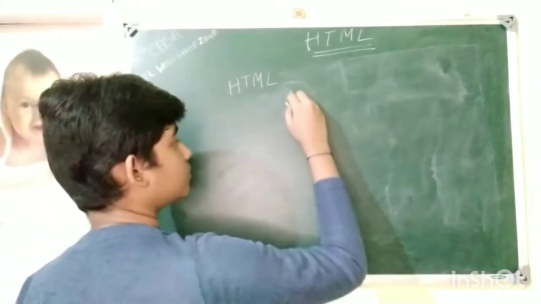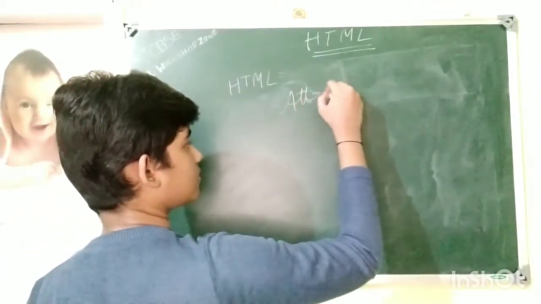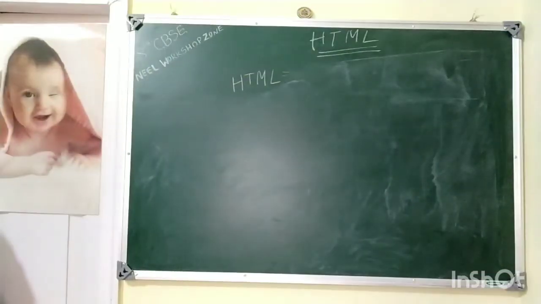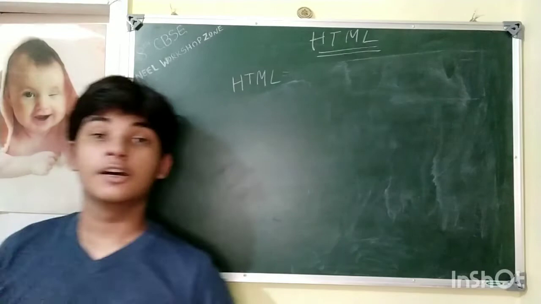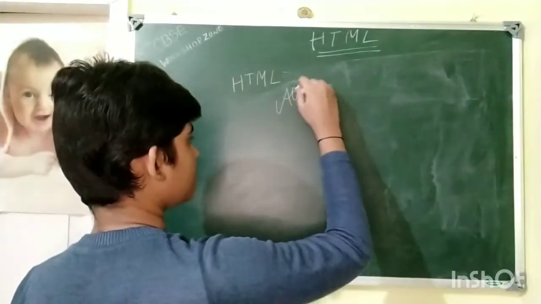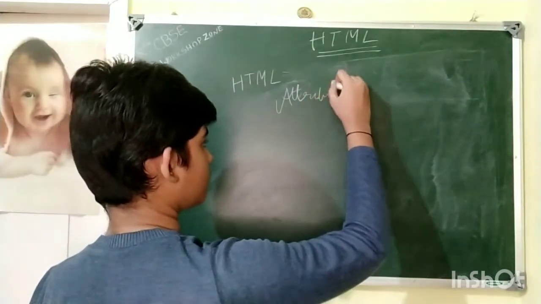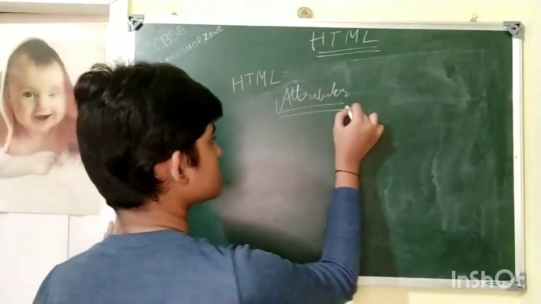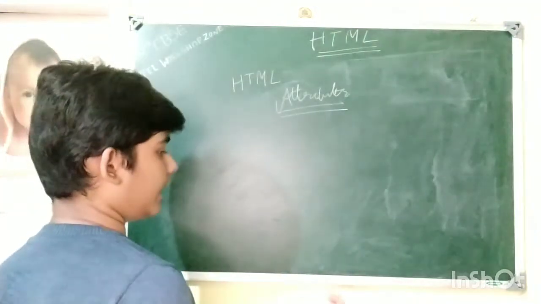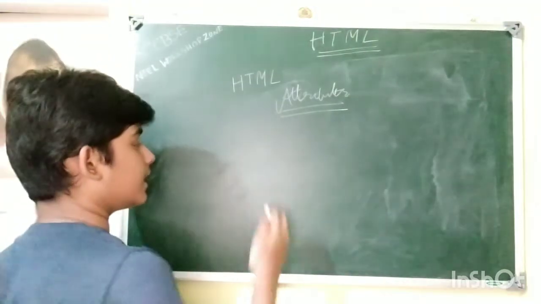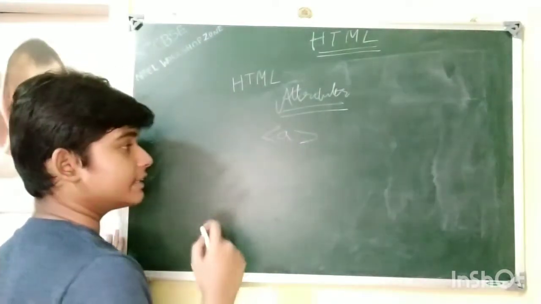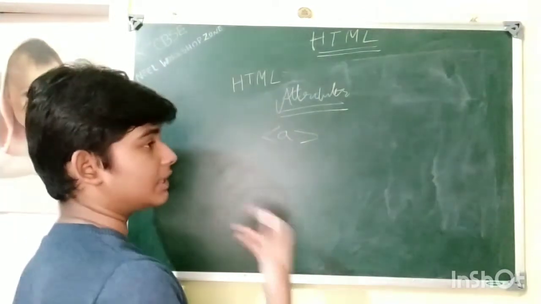Now, let's talk about how an attribute works. Okay, so now let's learn about attributes. So attributes give more information about elements. And so for example, let's take the tag A. So tag A is used to refer to a hyperlink.